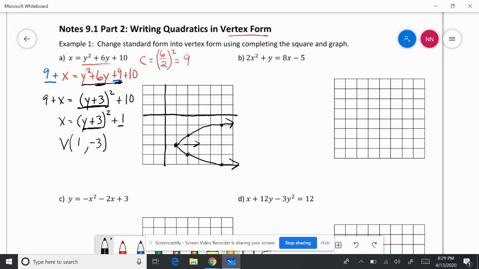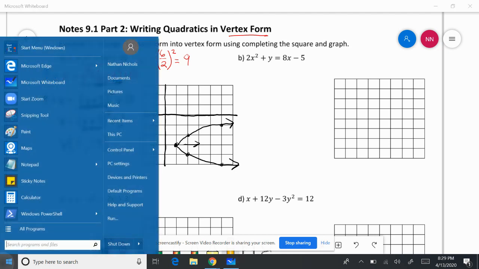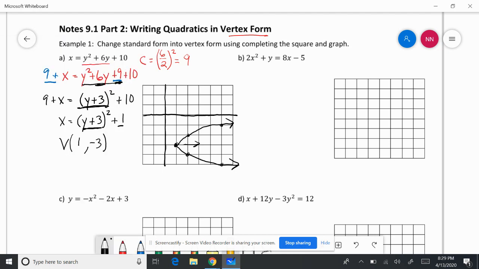Now for the second situation, we're going to get the y by itself. So we're going to subtract the 2x squared. So we get y equals -2x squared plus 8x minus 5. We're going to look at these two values right here. We're going to factor out a -2. And we get x squared minus 4x.